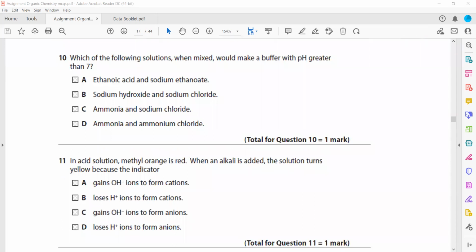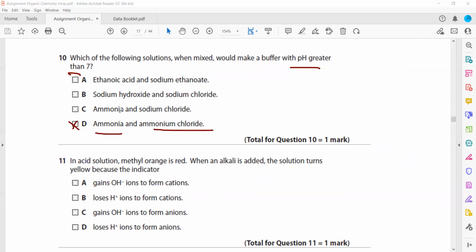In question 10, which of the following solutions when mixed would make a buffer with a pH greater than 7? A buffer solution is made when a weak acid is mixed with its salt, or a weak alkali with its salt. Because we want to make a buffer solution with pH more than 7, it should be a weak alkali and its salt. So which one is a weak alkali and its salt? Ammonia and its salt. So D is the right answer.